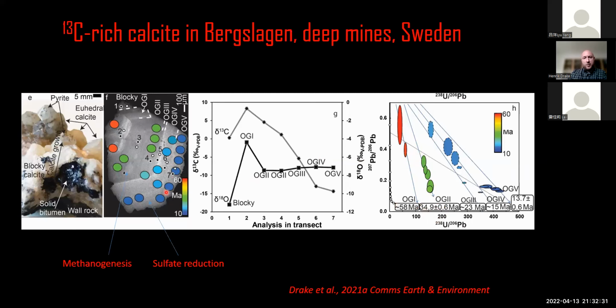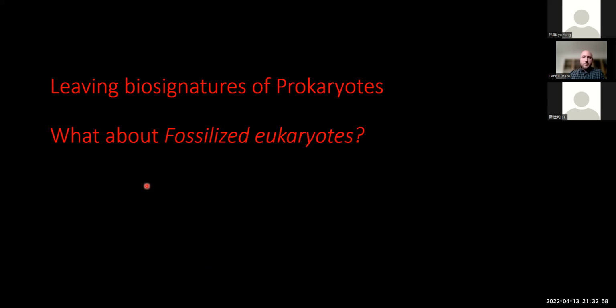Whereas the outermost zone, that is reflecting sulfate reduction because it's intergrown with pyrite, it is more in the range of 15. So this outer zone has grown for maybe 10 million years. And it's kind of intriguing that we can actually see when the metabolisms have changed in the fracture system. And then this was all signatures of prokaryotes.